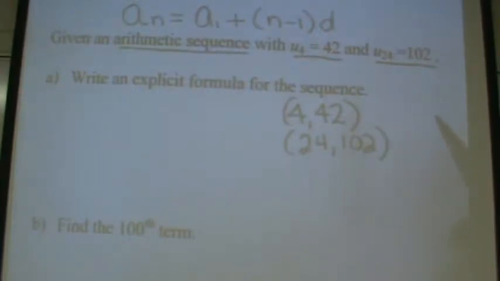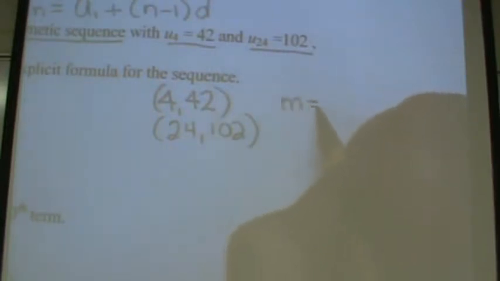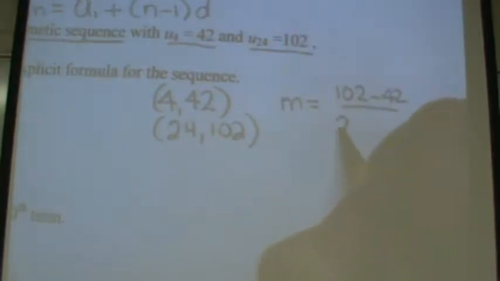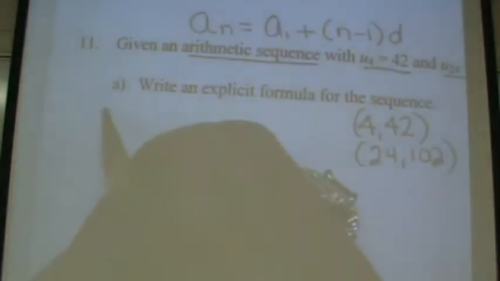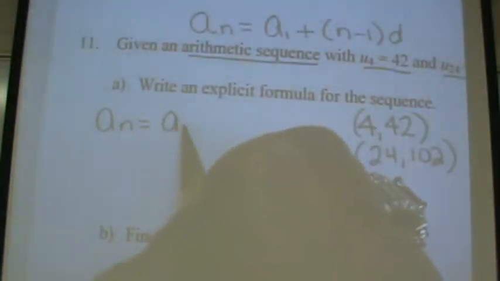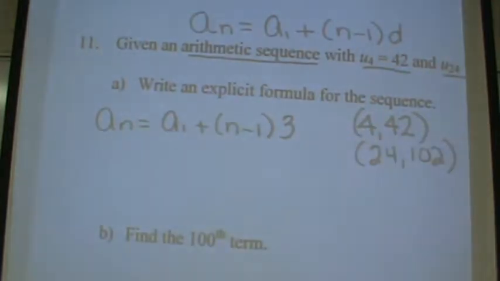So if we treat these like two ordered pairs, you do the difference and figure out the slope. If you did 102 minus 42 over 24 minus 4, you get m is 3. And m is really d. That's your d value. Okay? So now what we have is a sub n, the first term, and we have a 3 here. That's all we know so far.